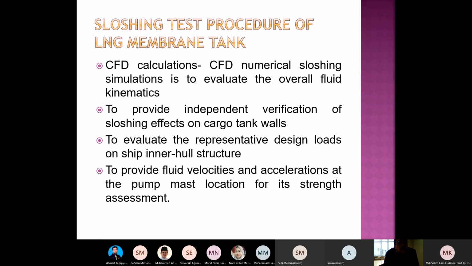So for the membrane tank, first we do a CFD numerical sloshing simulation to evaluate overall fluid kinematics and provide independent verification of sloshing effect on the cargo tank wall, and evaluate the preventive design load of the ship inner hull structure. They also provide the fluid velocity and acceleration at the pump mast location. I think I showed the pump tower, it's a similar pump mast location for strength assessment.